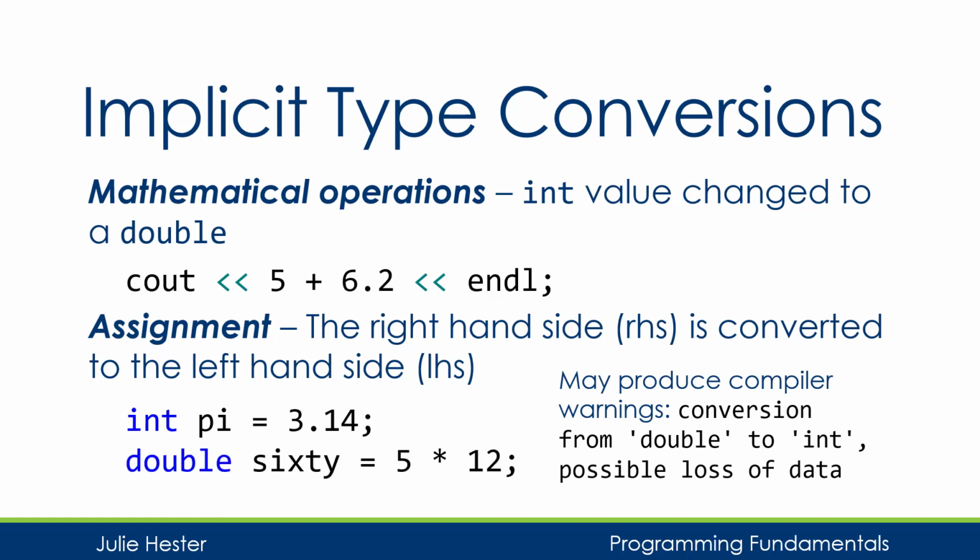I also could have something like this where the right-hand side is 5 times 12. 5 and 12 are both integers, so I'm going to do integer multiplication. The product will be an integer, but I'm assigning it to a double. In this case, the integer is going to be promoted up to a double, and the value 5 times 12, or 60, will be assigned to the variable. I'm not assigning a double to it, but that's not a problem.